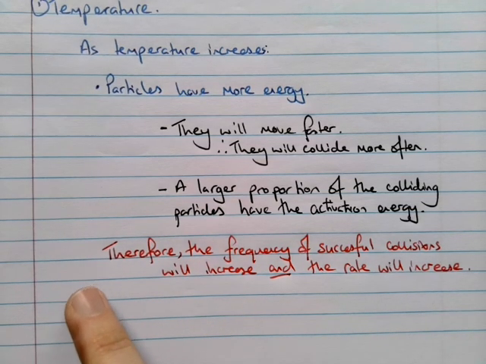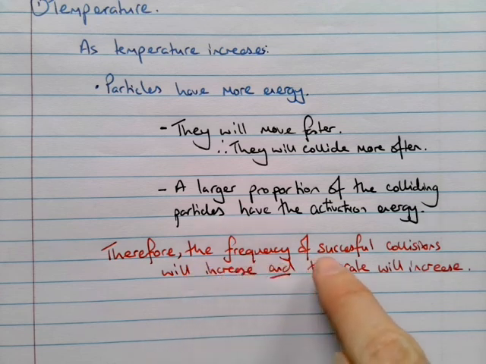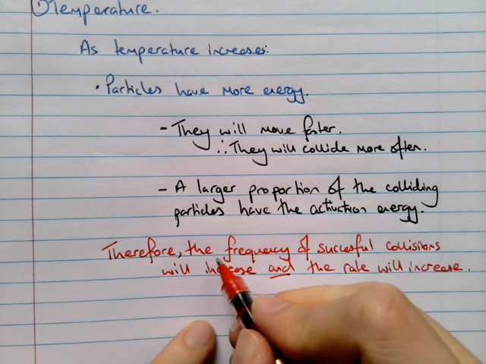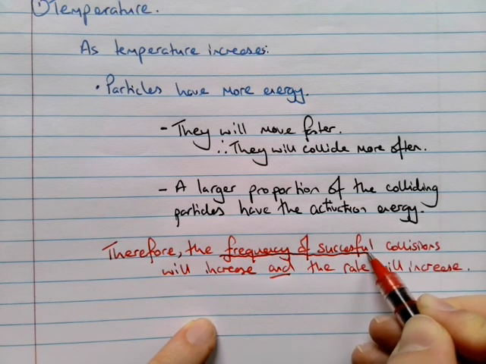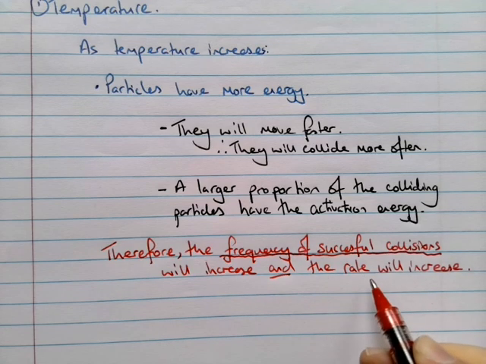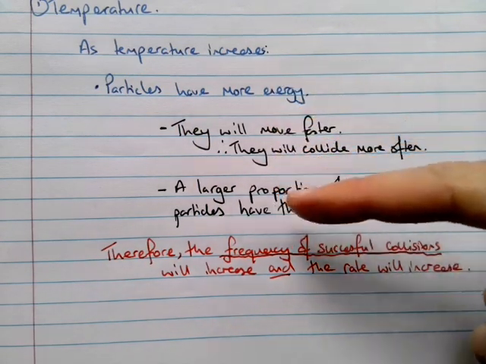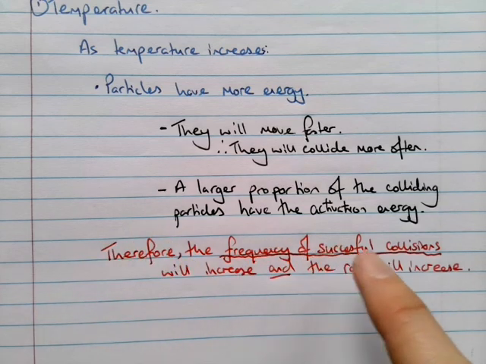So this is really important. I want you to now do two things. Whenever you talk about this kind of situation, you need to refer to how it affects the frequency of successful collisions. That phrase. How does it affect the frequency of successful collisions? And the second thing you need to do is you need to always, always, always, at the end, relate it back to the rate. So if I were to ask you the question, how does increasing temperature affect the rate? You need to say, well, whatever the explanation is. Therefore, the frequency of successful collisions will increase and the rate will increase.